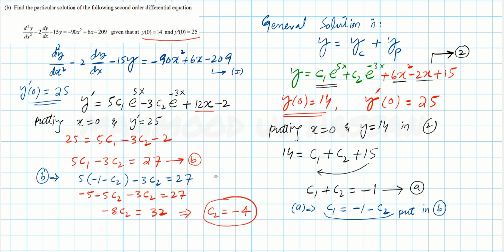Okay, now put this value of C2 into equation number A. So equation A will imply that, just let me write here, put in A. So here C1 plus C2, and C2 is minus 4, so we will put minus 4 here, is equal to minus 1. Just shift minus 4 to the other side, so you will get C1 is equal to minus 1 plus 4, which is 3. So this is the value of C1.